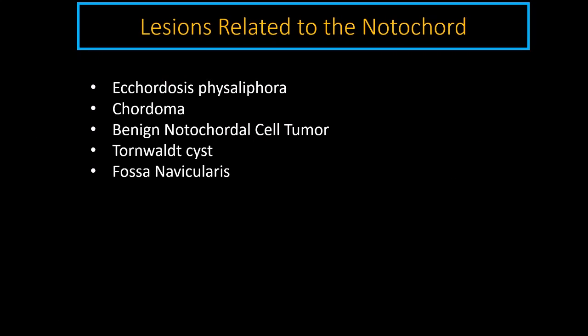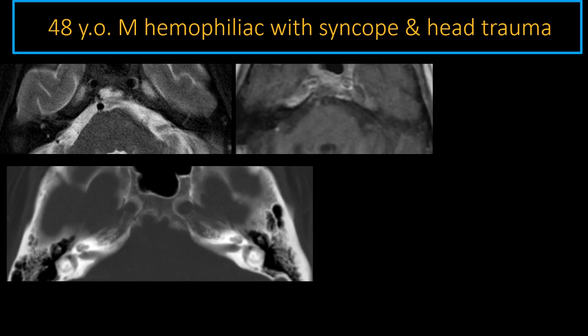Now we'll move on to lesions related to the notochord, including the following listed below. This is a 48-year-old male hemophiliac who had presented with syncope and head trauma and had a head CT that did not show any acute intracranial abnormality. However, the patient was noted to have this small area of well-marginated sclerotic remodeling along the dorsal margin of the clivus with a small bony protuberance. Note that on MRI, this area has T2 hyperintense signal and does not demonstrate enhancement.